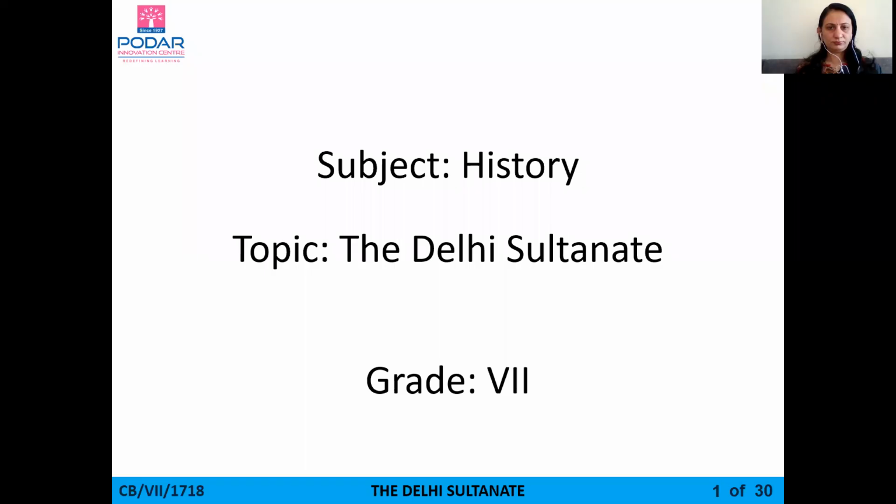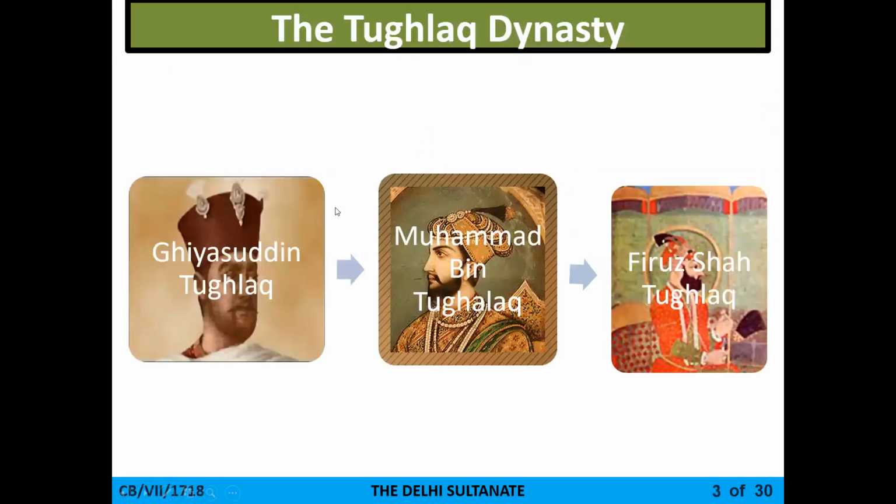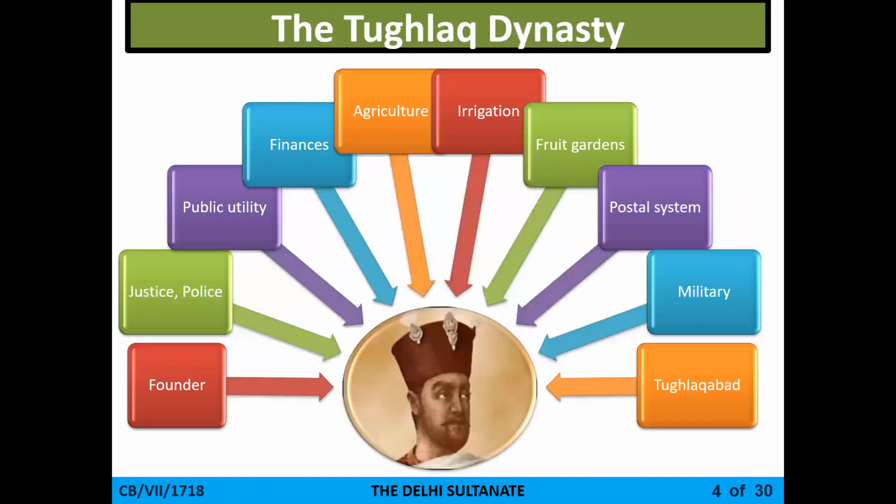So let us proceed with the third dynasty of the Delhi Sultanate, the Tughlaq dynasty. These are the three important rulers of the Tughlaq dynasty: Ghiyasuddin Tughlaq, Muhammad bin Tughlaq, and Firuz Shah Tughlaq. The Khaljis were replaced by the Tughlaqs in 1320 CE. The founder of this dynasty was Ghiyasuddin Tughlaq, who was also known as Ghazi Malik.